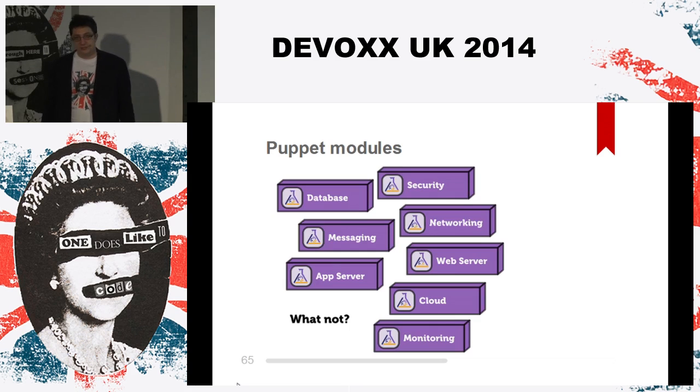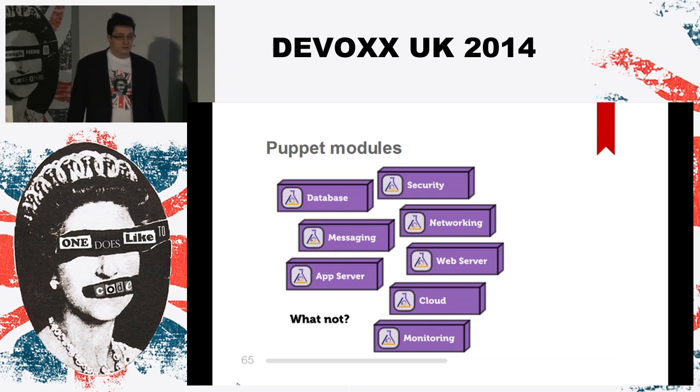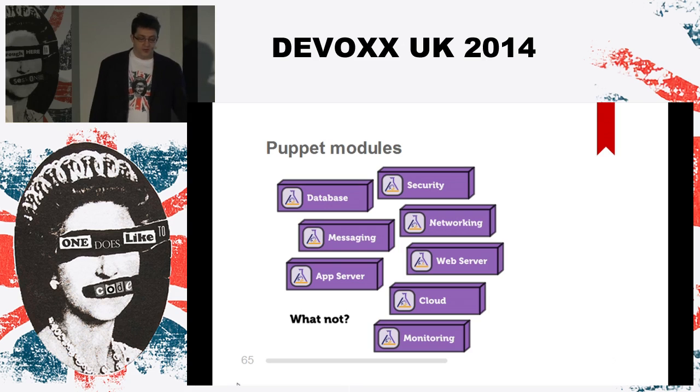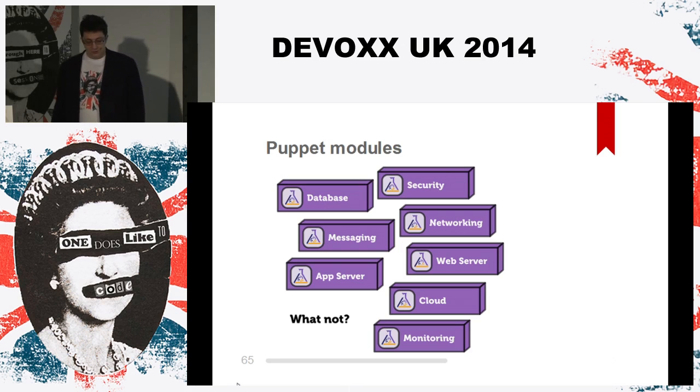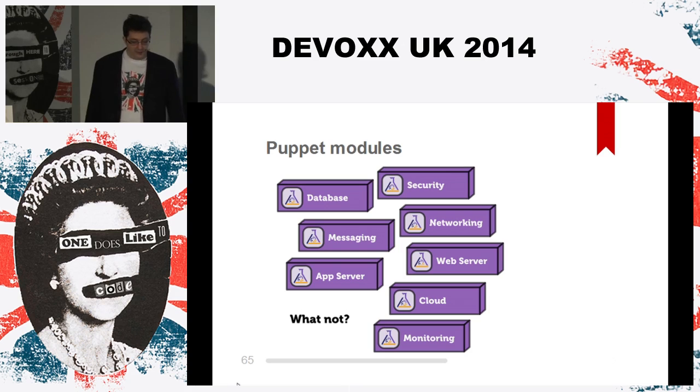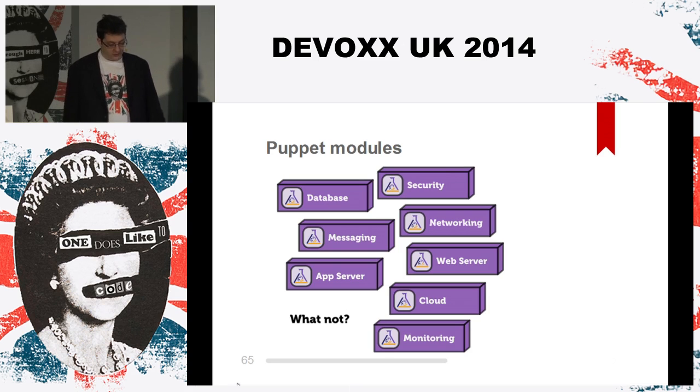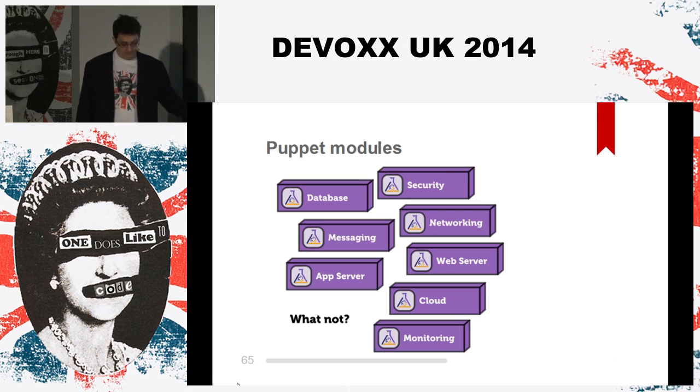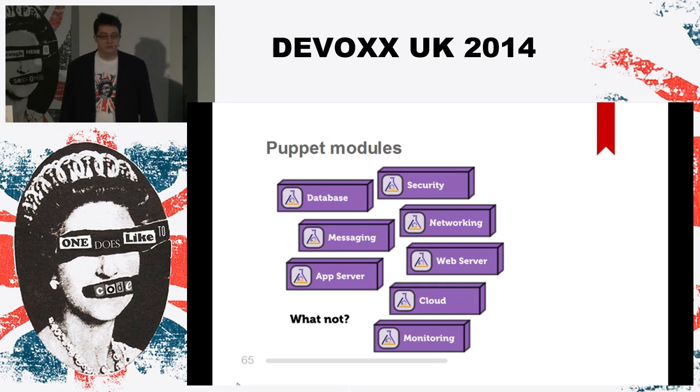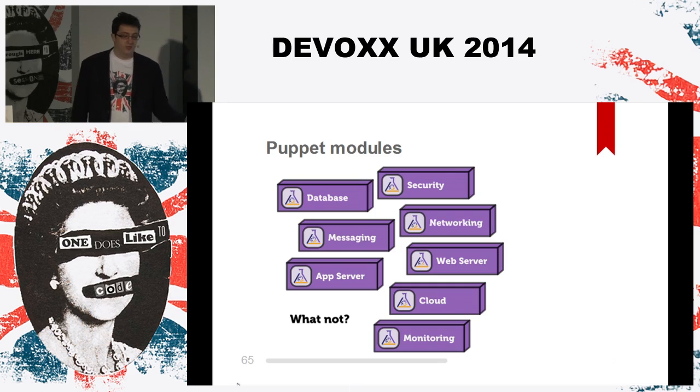And Puppet has a lot of different modules. There's a special site called Puppet Forge, where you can find modules supported by Puppet Labs, which is the company supporting Puppet now, and also a lot of open source modules. GitHub also contains a crazy load of those for different things, for databases, for security, for messaging, for monitoring, for whatever you want.